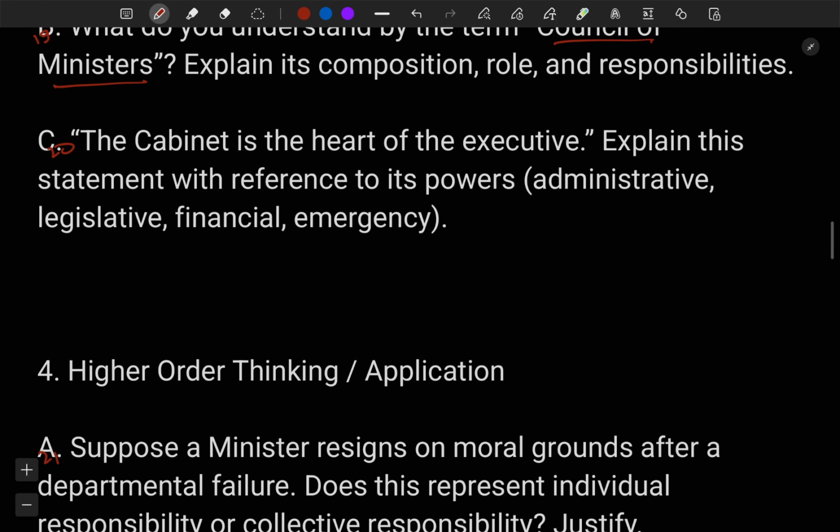The cabinet is the heart of the executive. Explain this statement with reference to its powers: administrative, legislative, financial, and emergency. How is it the heart of the executive? Because it has the real decision making power, and it frames the policies. Whatever policies are going to be implemented, they frame them, control the administration, initiate legislation, and also manage the finances. And whenever an emergency is to be declared, their written permission is required by the President.